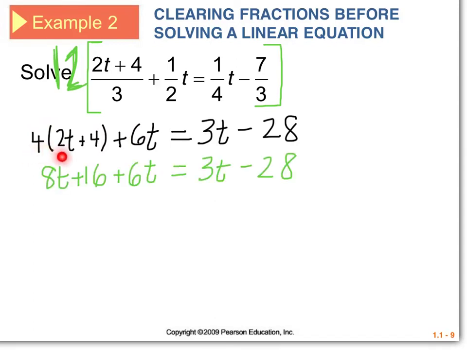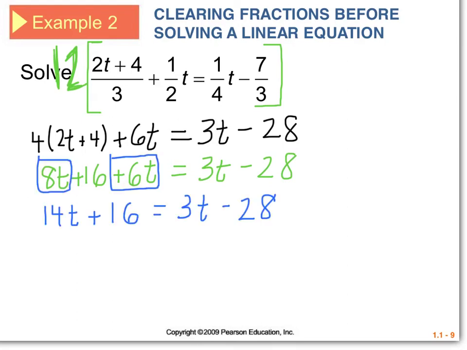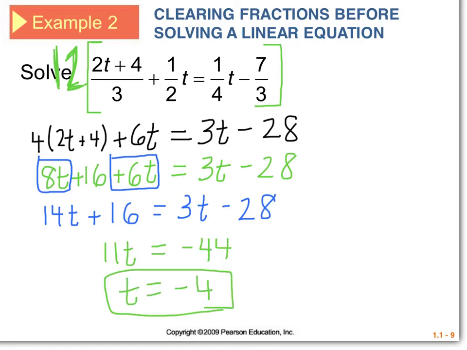So I distributed the 4 to the 2t and the plus 4. That's how I got this. Now I'm going to put the 8t and the 6t together on the left hand side. So now I have 14t plus 16 equals 3t minus 28. Now I need to subtract 3t and then subtract 16. So I'll have my t's on the left hand side and my constant on the other. And my result is t is equal to negative 4. And I'm not going to take the time to check that by hand, but I will show you again in class to do it in the calculator.